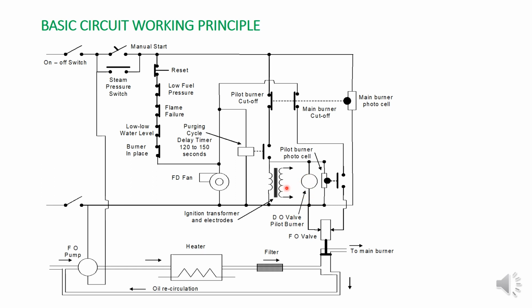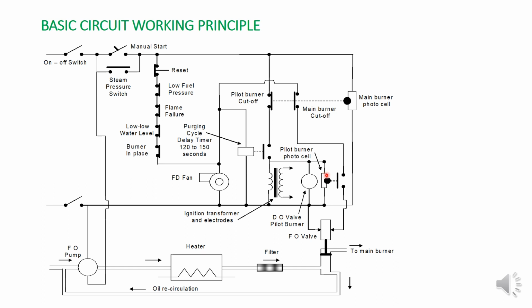Now the ignition transformer ignites the flame, and this diesel valve is open as we discussed earlier, and there is already air supply, so the pilot burner is fired. Now in this condition, the pilot burner is already fired. Who detects that the pilot burner is fired? You see here this small flame scanner, pilot burner photocell, or you can call it a photocell. This will detect that the pilot burner is already fired.